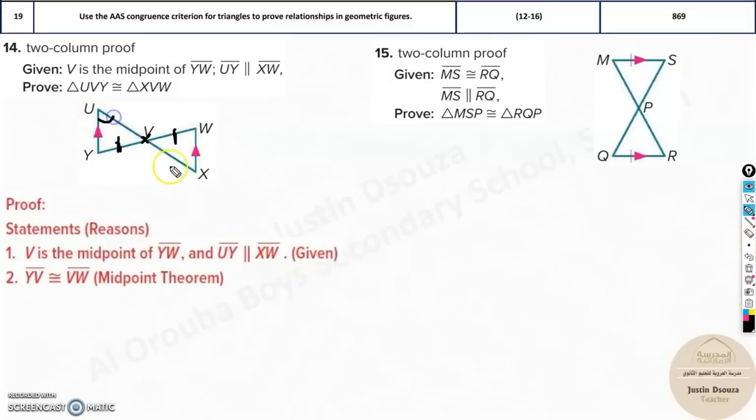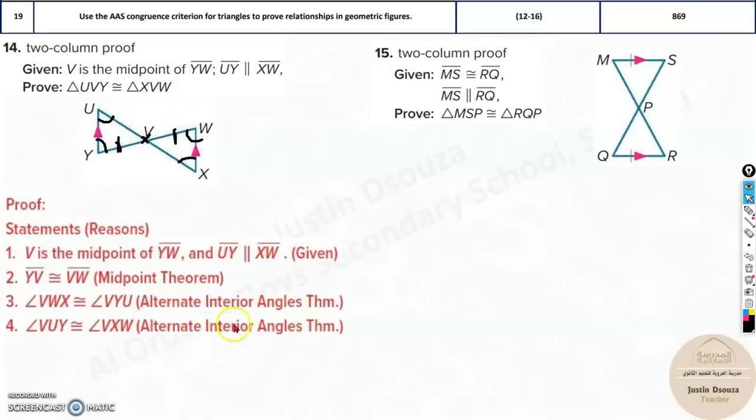Now tell the angles. Angle U is congruent to X and Y is congruent to W. Why? Because of the alternate interior angle theorem. So you can tell in this, it's written in detail because you have to write V, Y, and U will be congruent to VWX.